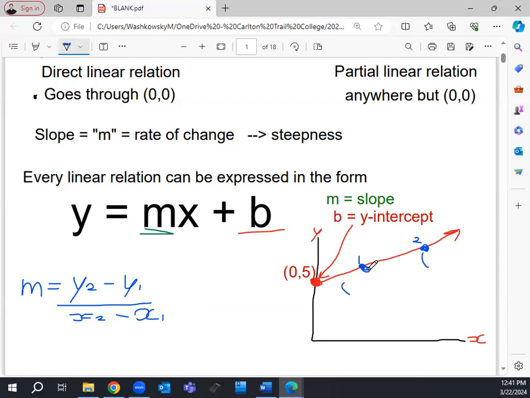So if I'm looking at my points here, this one I've done is my x1 and my y1, because it's the first point I see. This is the first x, this is the first y. And the second point I've picked is my x2 and my y2, because it's the second point that I've picked.